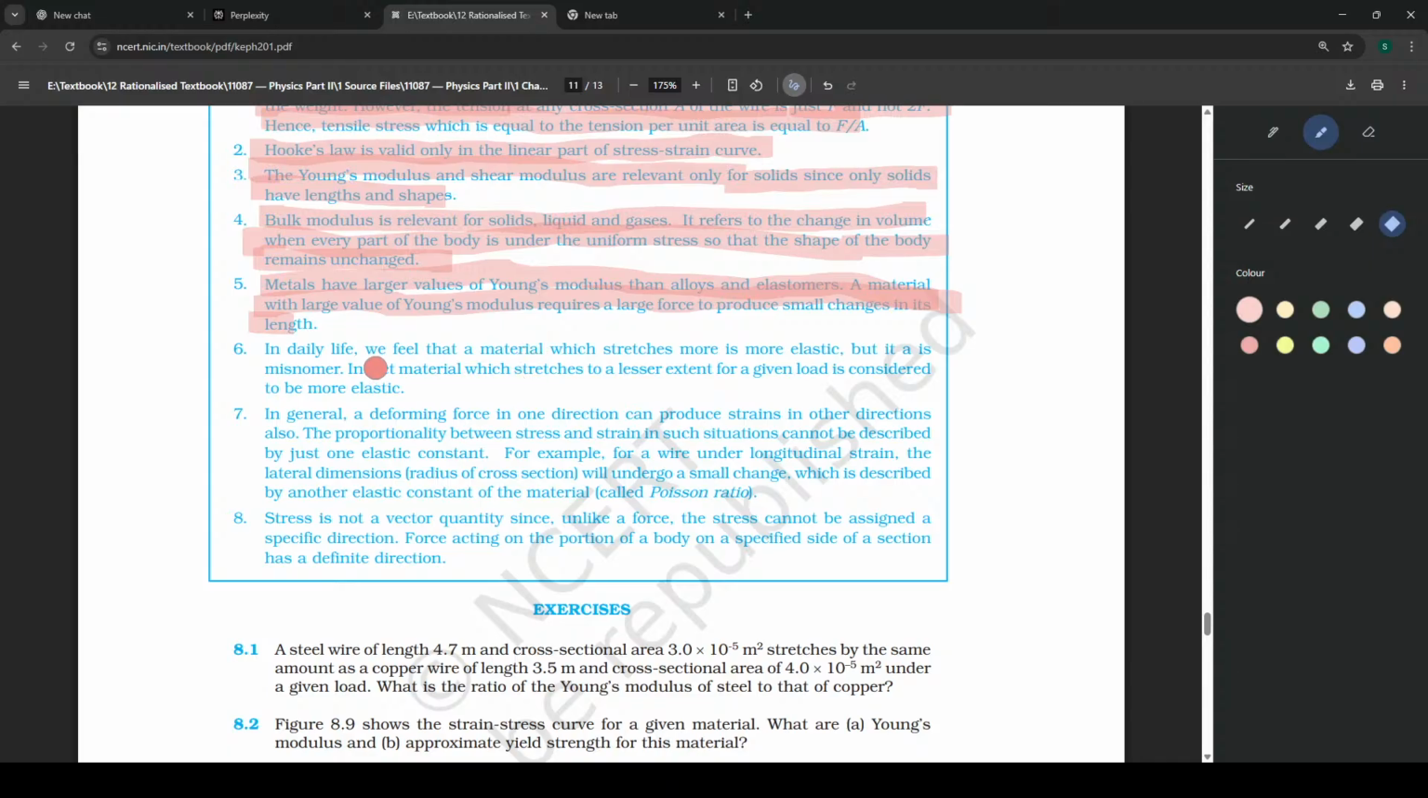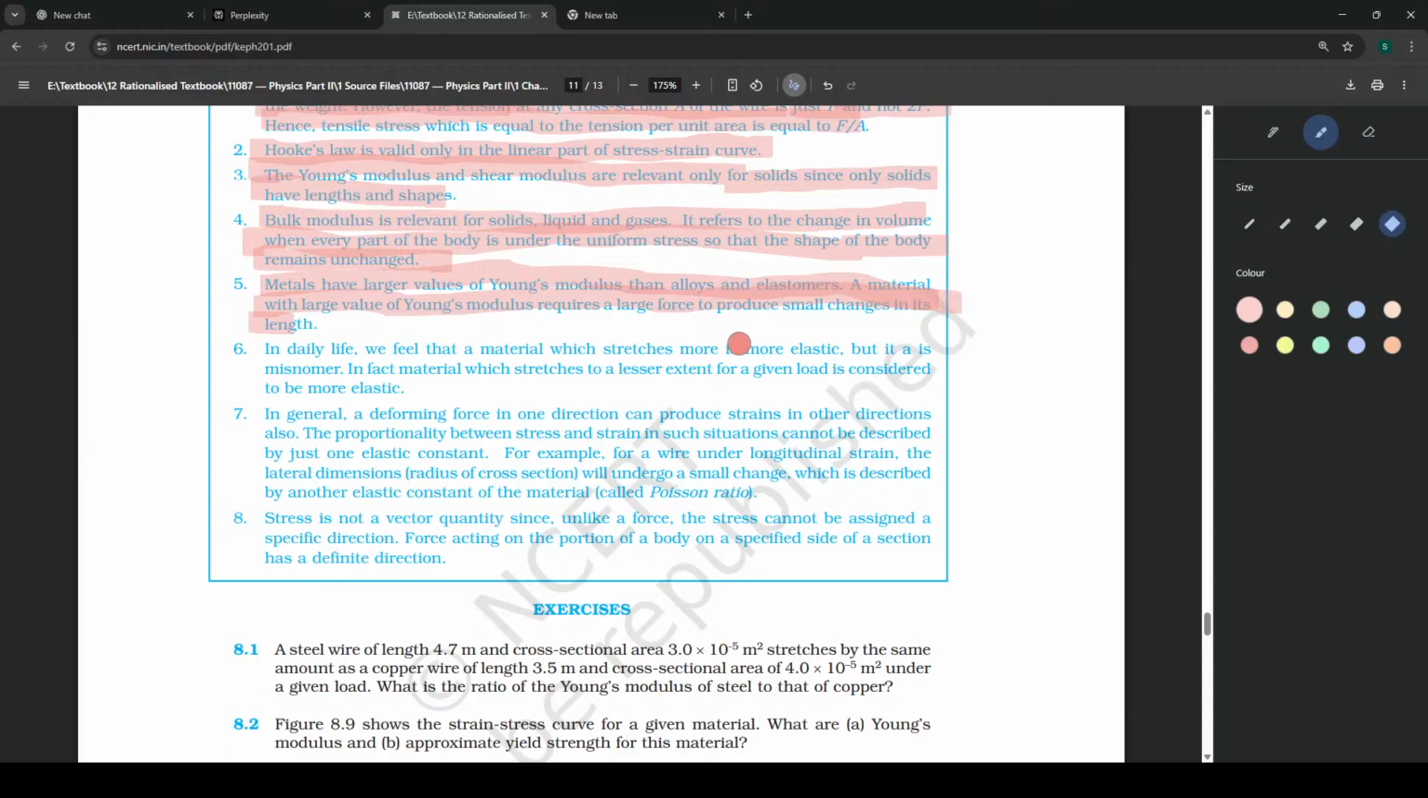Okay, they're saying that metals have larger values of Young's modulus, which is true, and that is more than alloys and elastomers. It's very important to remember they have higher values of Young's modulus than alloys and elastomers. A material with a large value of Young's modulus requires a large force to produce small changes in length, which is also true.